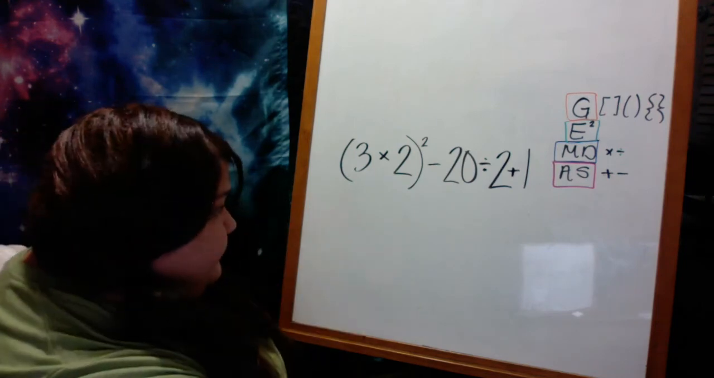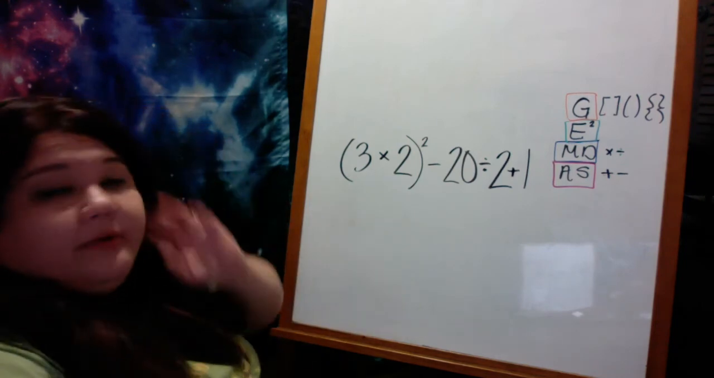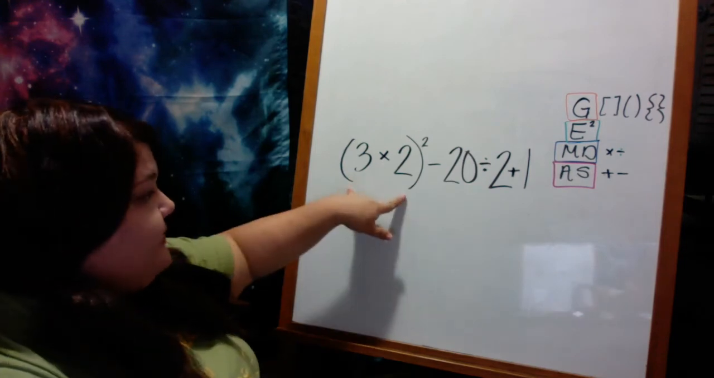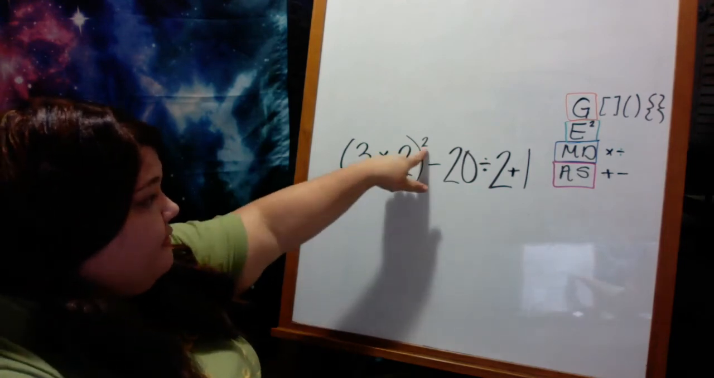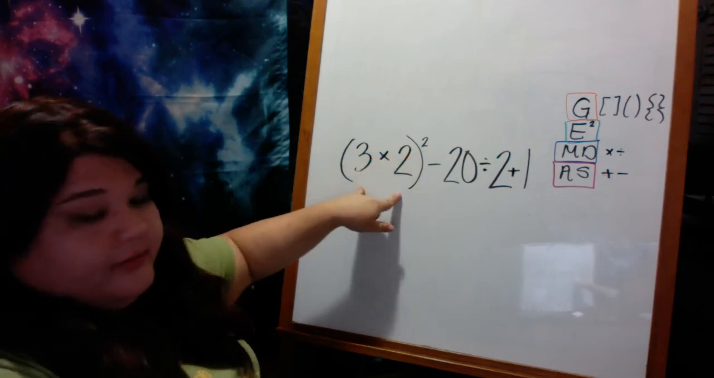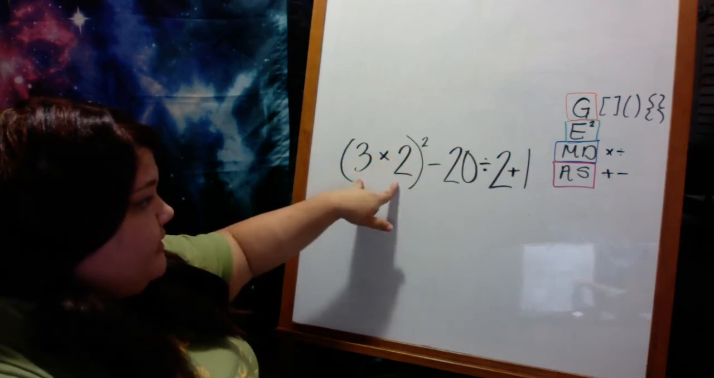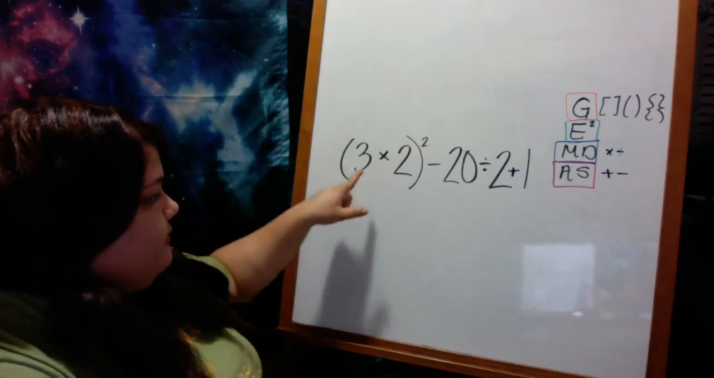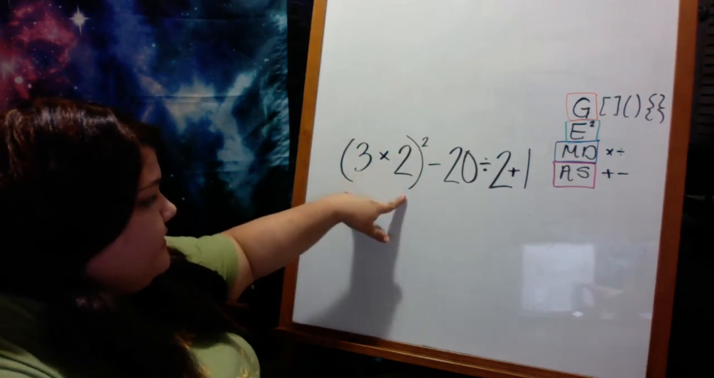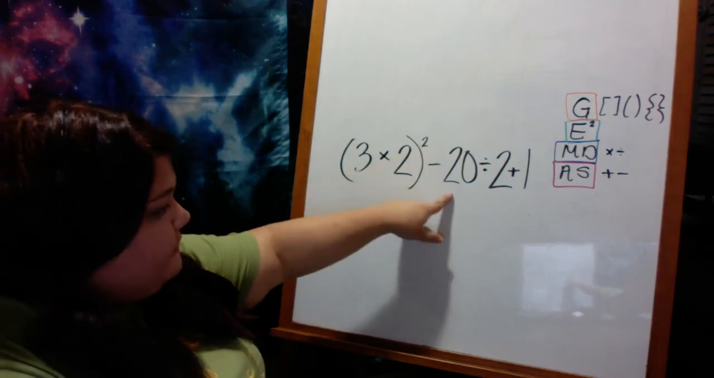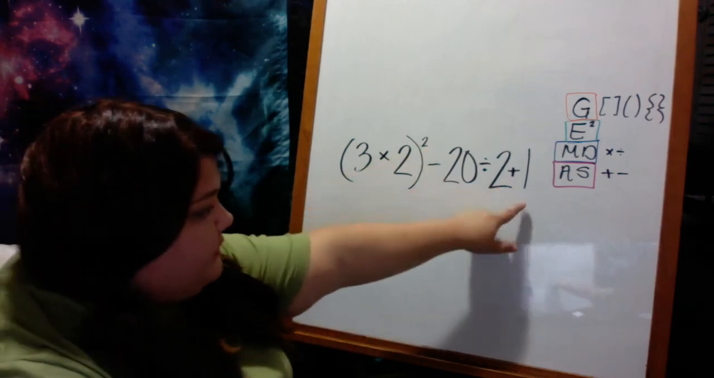Write this down. Make sure you put your parentheses where I put them. I put them in a weird spot this time. That exponent is outside of the parentheses. Okay? Don't put it next to the 2. You have parentheses, and then your exponent is touching the parentheses. So 3 times 2 inside parentheses, the little exponent squared, minus 20 divided by 2 plus 1.